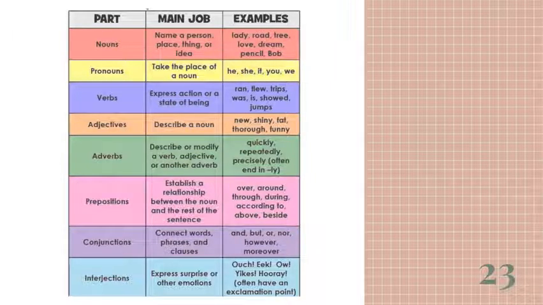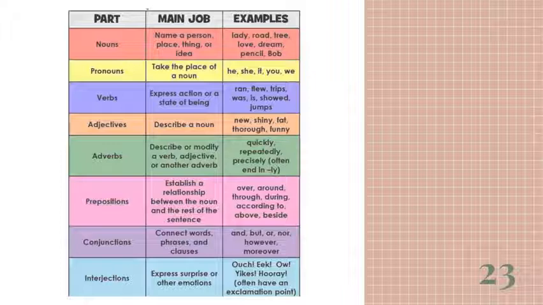Here are the word classes. There are 8: nouns, pronouns, verbs, adjectives, adverbs, prepositions, conjunctions, and interjections. A noun is a word that can be used to refer to a person or place or thing. Examples of nouns are lady, road, tree, love, dream, pencil, Bob, and so on.